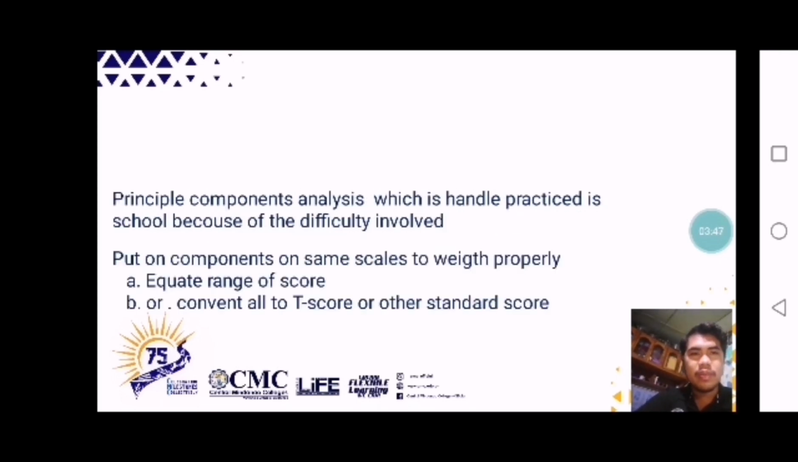Next is principal component analysis, which is hardly practiced in schools because of the difficulty involved in putting components on the same scales to weight properly. Letter A, equate range of scores. Letter B, convert all to T scores or other standard scores.